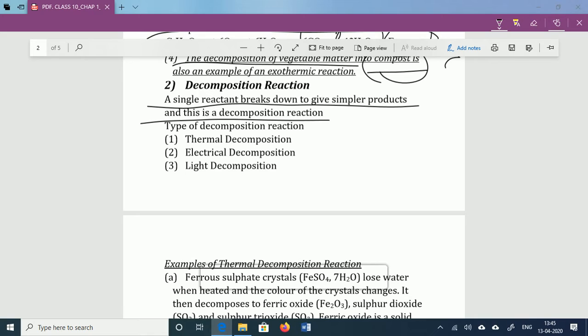So here decomposition means breaking, and for the breaking of a larger molecule different energy is required. If the energy is provided in terms of heat, then this type of decomposition is called thermal decomposition. If the energy is required in terms of electricity, it is called electrical decomposition. If the energy is required in the form of light, it is called light decomposition. So there are three types of decomposition reaction: thermal, electrical, and light decomposition reactions.